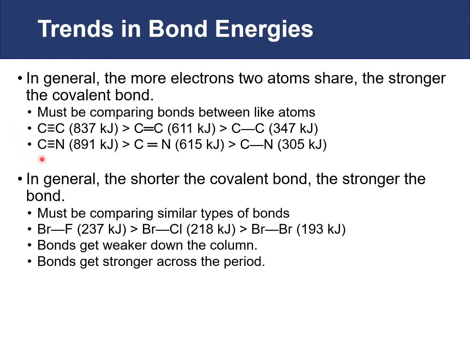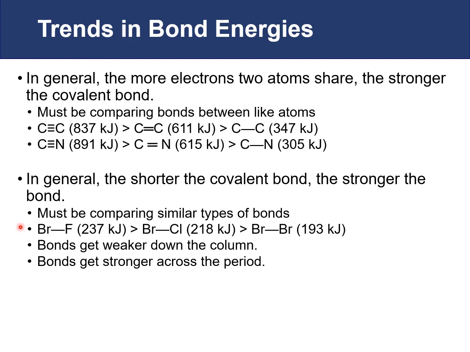We see a similar trend in a carbon-nitrogen series of bonds, where the triple bond has more energy required to break it than the double, which requires more energy than the single. Also, generally, the shorter the covalent bond, the stronger the bond is going to be. It's most convenient to do a comparison of similar types of bonds.